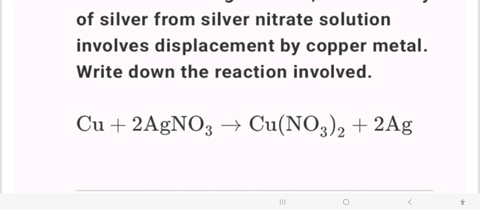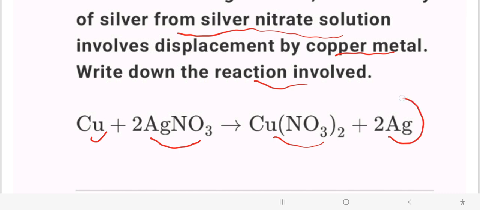Now the question is, in the refining of silver, the recovery of silver from silver nitrate solution involves displacement by copper metal. Write down the reaction involved. So what is the solution that we are taking? Silver nitrate, the aqueous solution, that we are combining with copper. So now what happens? They both react and copper nitrate is formed and silver is taken away. So this is the chemical reaction that we can show here.